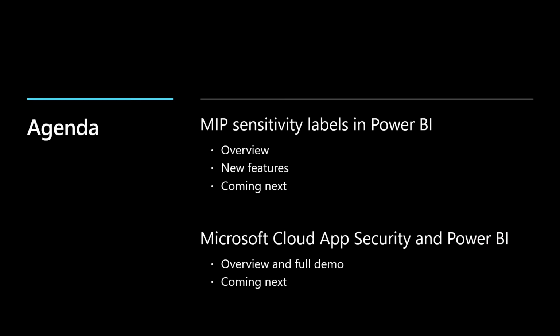Our agenda today will focus on MIP sensitivity labels in Power BI service, which was GA'd earlier this year. We will overview the capabilities and how you can enable it. We'll cover new features released in the last few months and share with you some of the more exciting coming next capabilities. In the second part of our session, Danny will take you through a tour of Microsoft Cloud App Security capabilities for Power BI. You will learn how you can leverage Microsoft Cloud App Security to better monitor and protect sensitive data in Power BI.